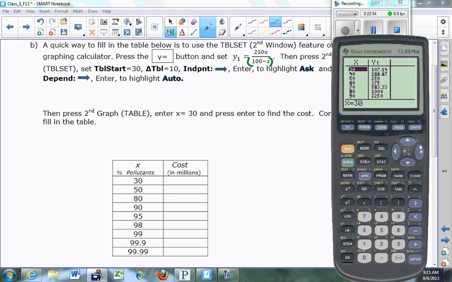So for 30% of the pollutants, it's 107.1 million. I'm just going to round to the nearest tenth. What is it for 50? What does it say for 50? 250.